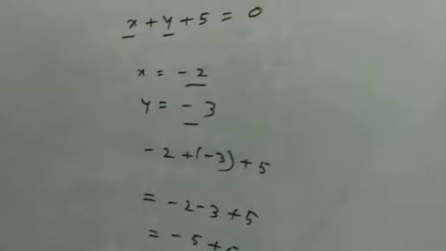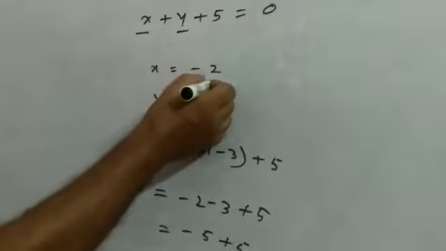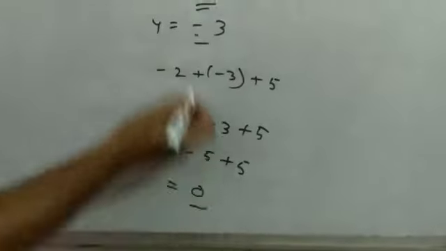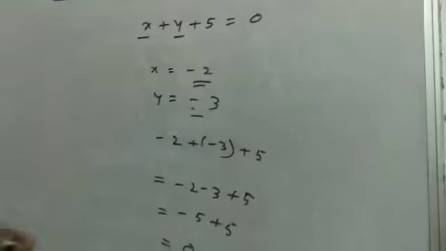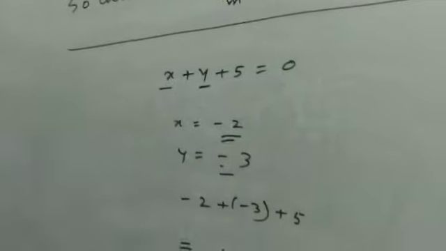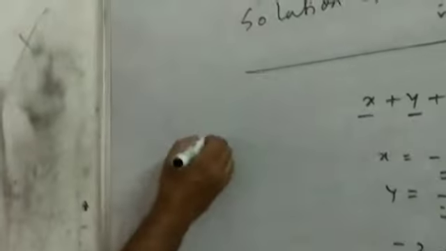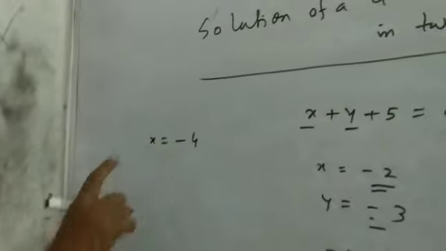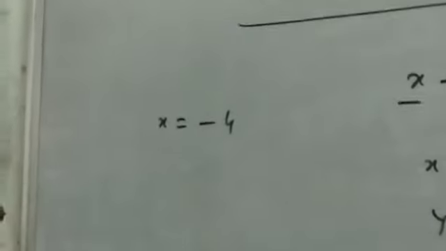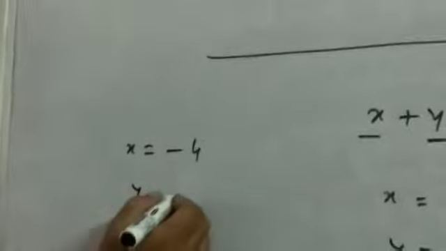So if it is 0, then we will say that minus 2 and minus 3 are the solution of this equation. This is one solution of this equation. Of this equation, one more solution we can find. Suppose x equal to minus 4, then y equal to, suppose, minus 1.